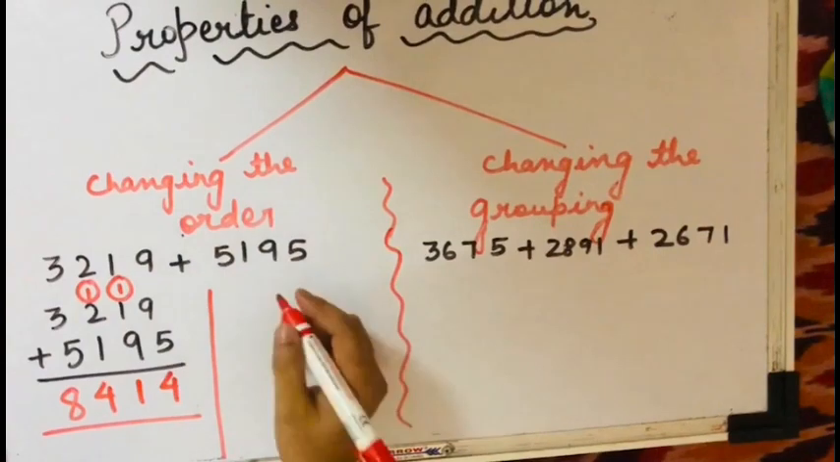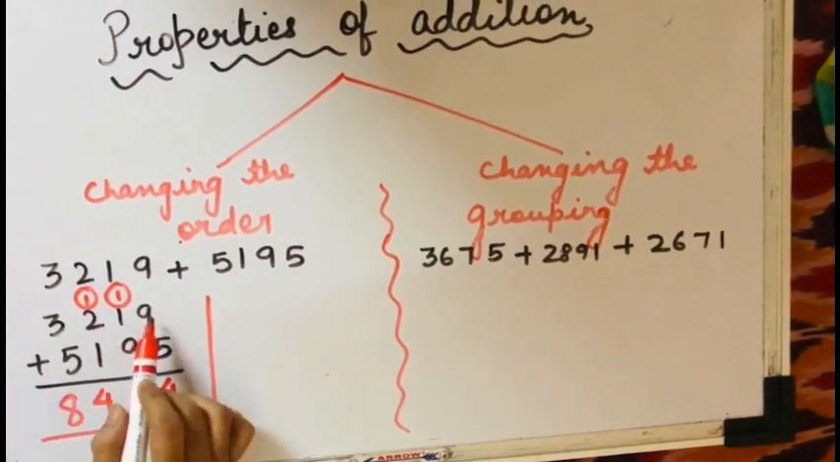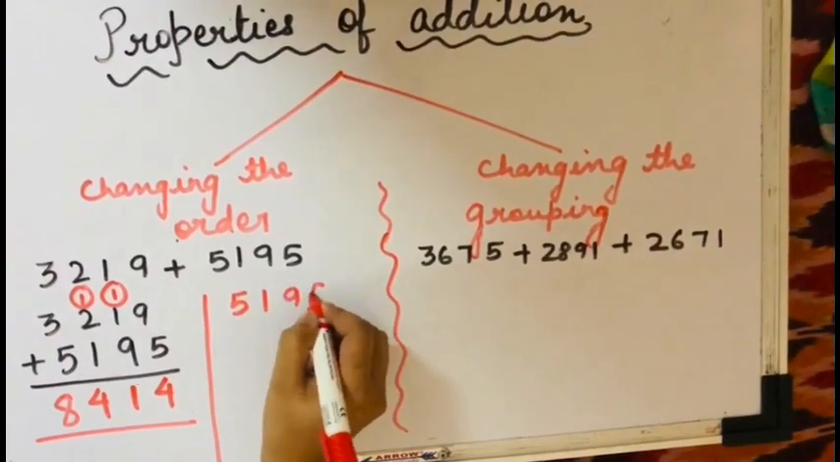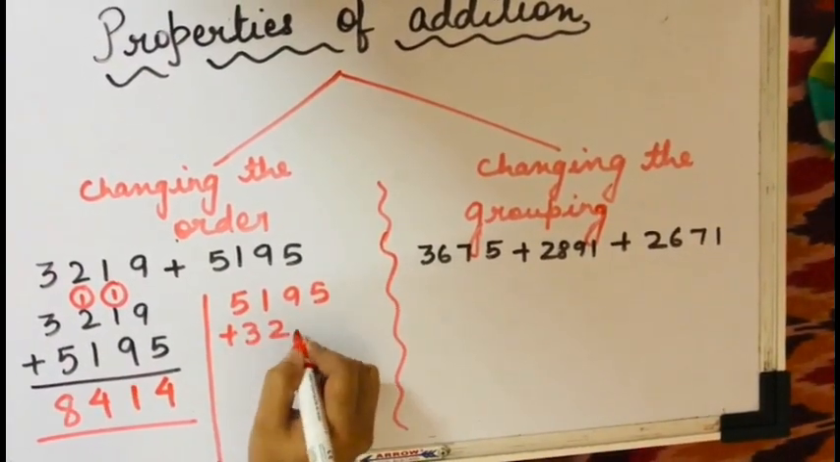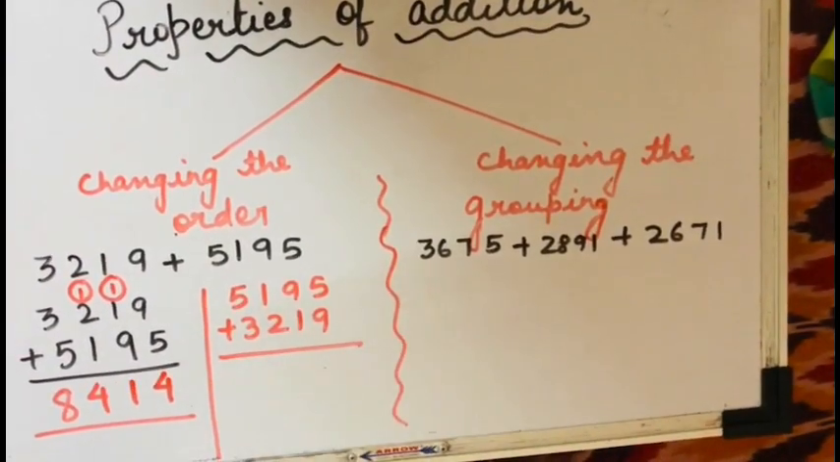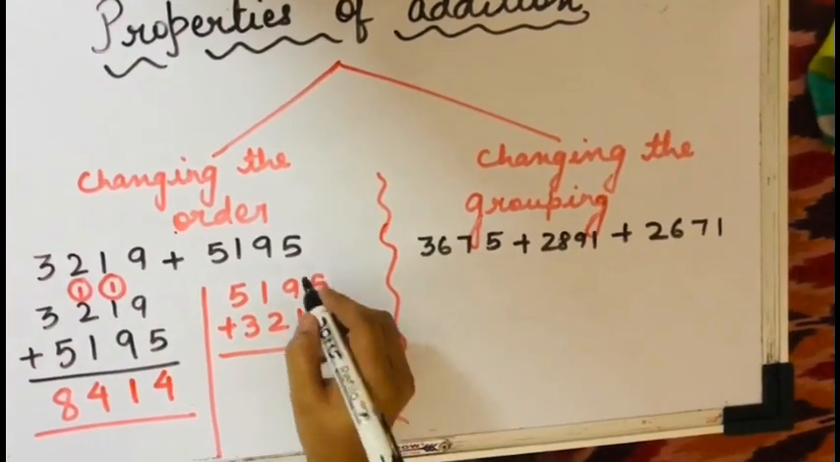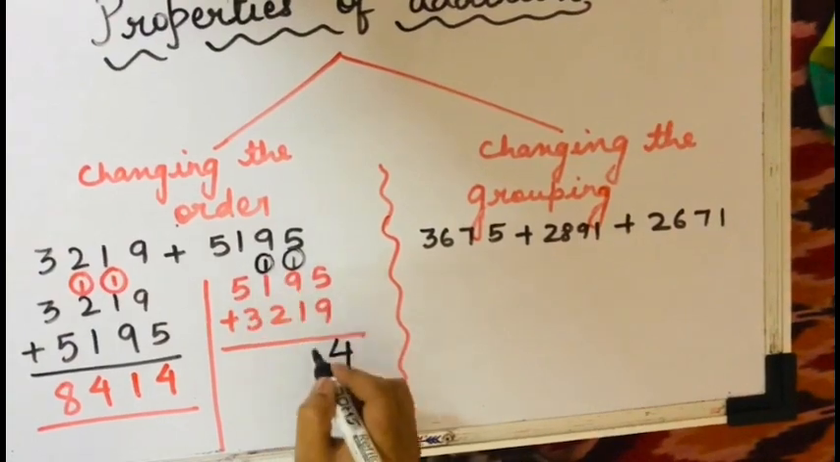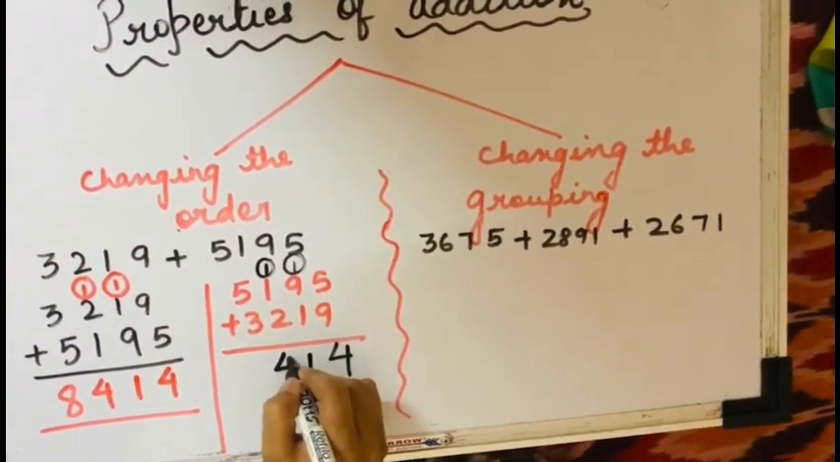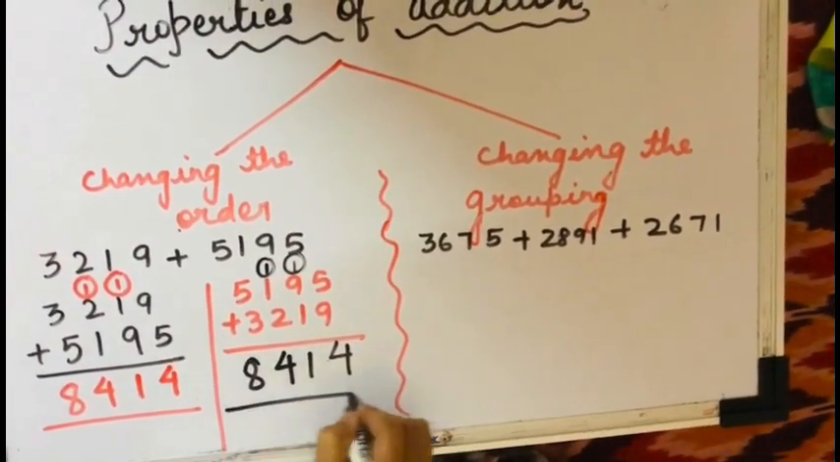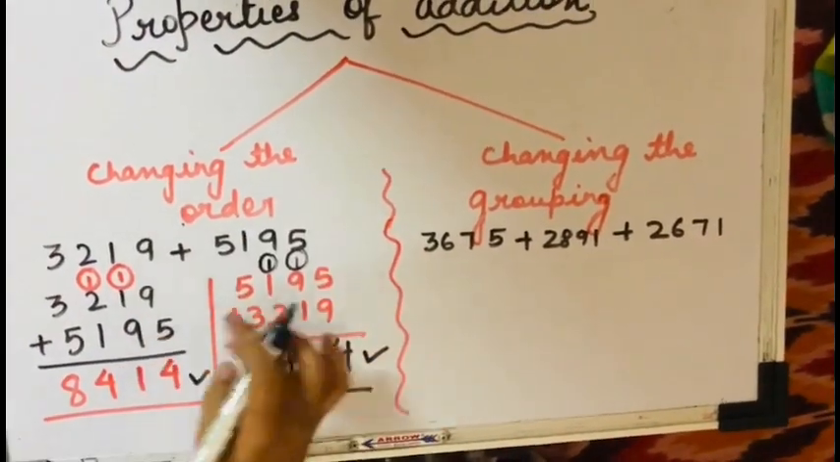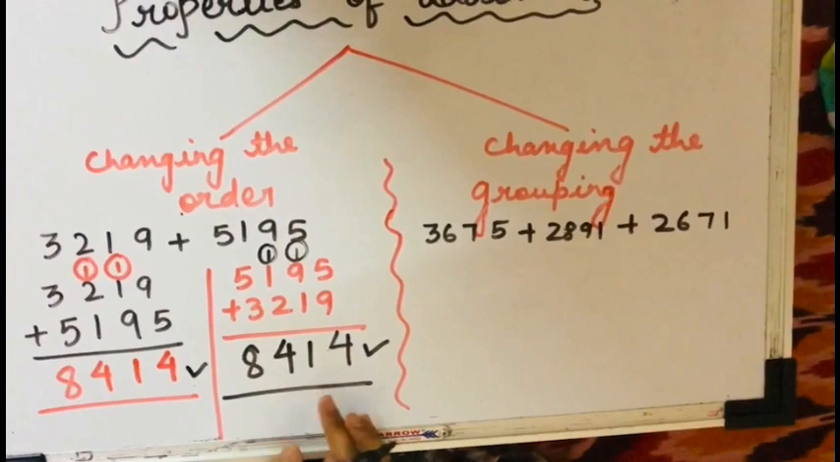Let us change the order now. We have written 3219 plus 5195. This time we will write 5195 plus 3219. So again 5 plus 9 we'll get 14. Then here we'll get 11, here we'll get 4, and here we'll get 8. You can see both the answers are same. So changing the order of the addends does not change the sum.